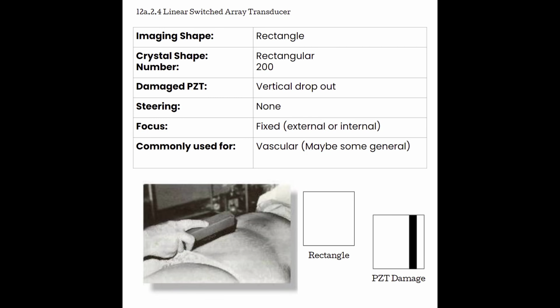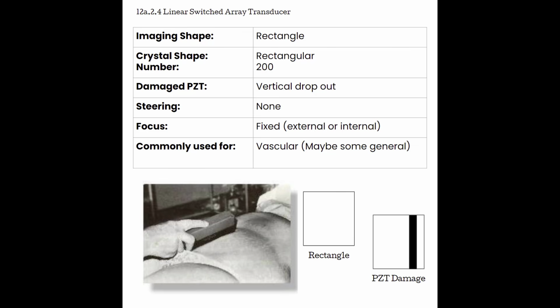The next transducer that we're going to look at then is the linear switched array transducer. So the switched refers to the fact that the crystals are either on or off, and then array tells us that there are going to be multiple crystals on this transducer face. The image shape that the linear switched array transducer makes is rectangular, and the crystal shape is also rectangular as well. They are lined up along the transducer face. When they started, it was more around like 30 to 64 crystals. As they became a little bit more involved, we're getting closer to like the 200 range.